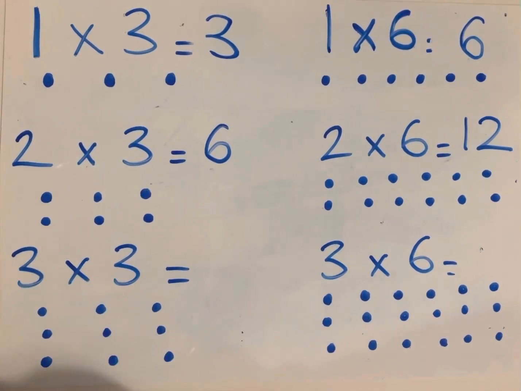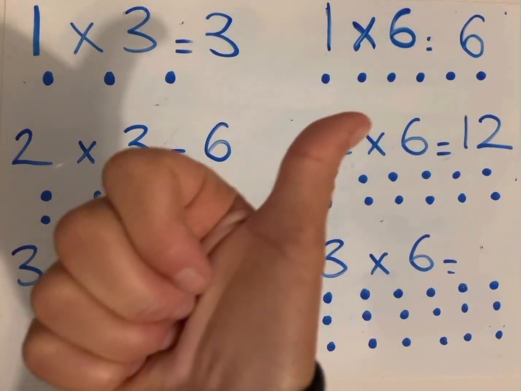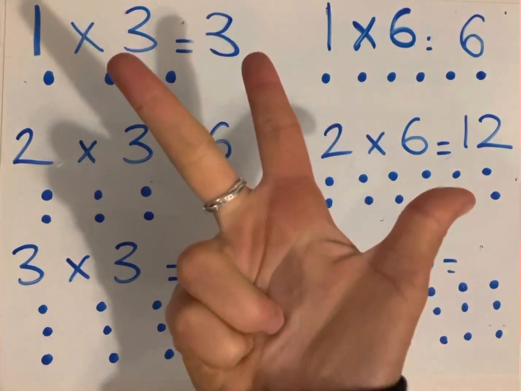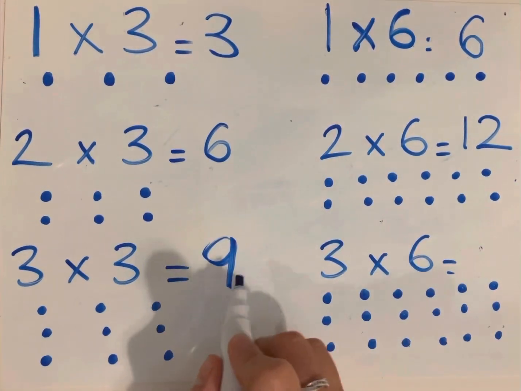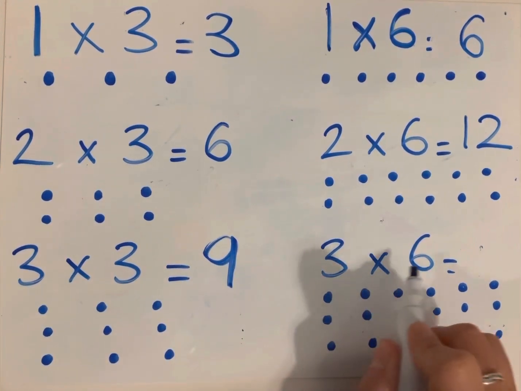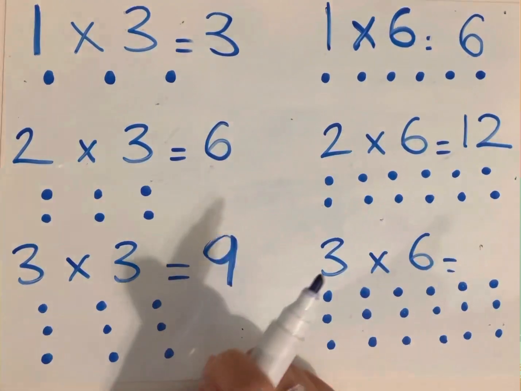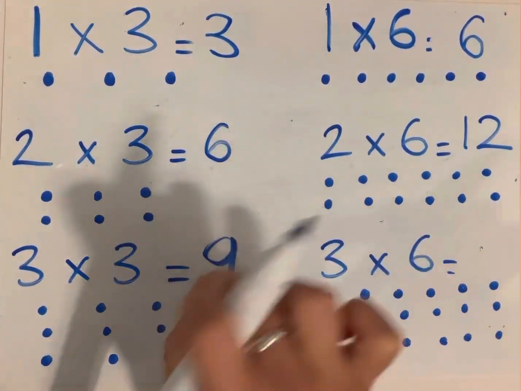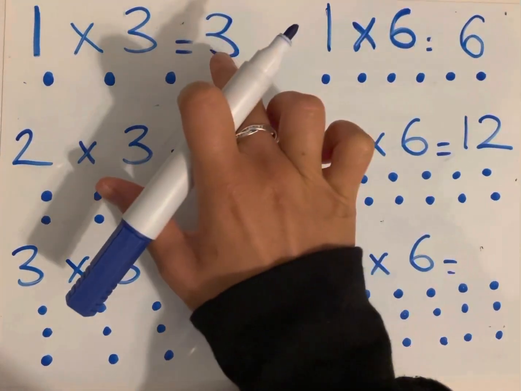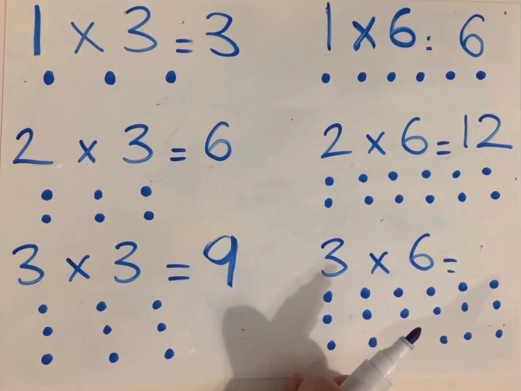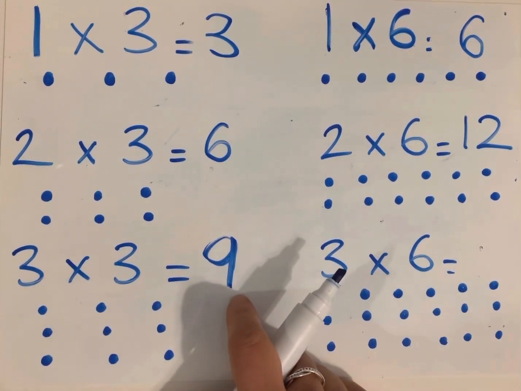3 times 3. Well, we already know that 3 times 3 is 3, 6, 9. 9. So what do we need to do to 9 to get 3 times 6? If we have a look at our work up here, we know that to get 2 times 6, we needed to double 6. And to get 1 times 6, we needed to double 3. So that means that to get 3 times 6, we need to double 9.